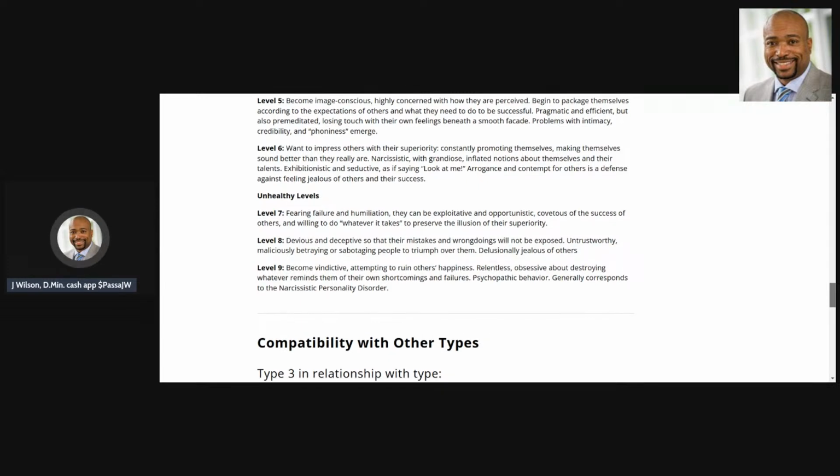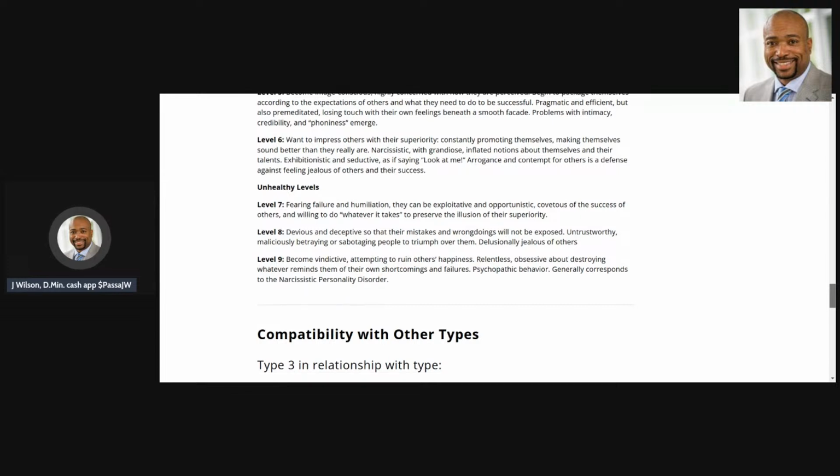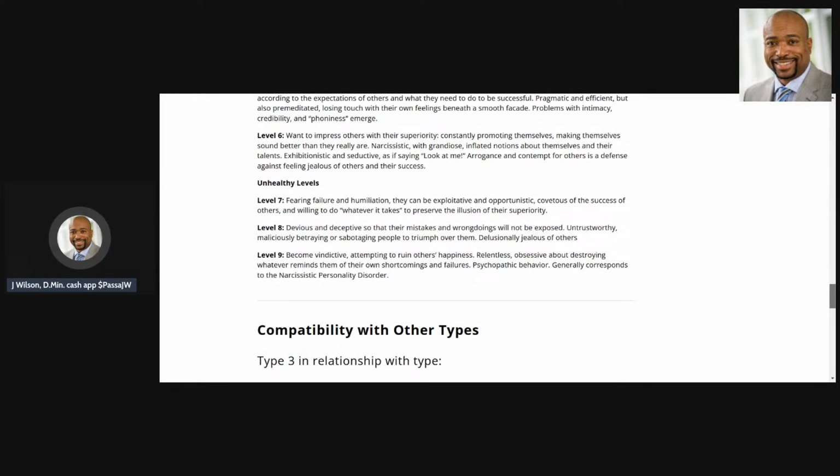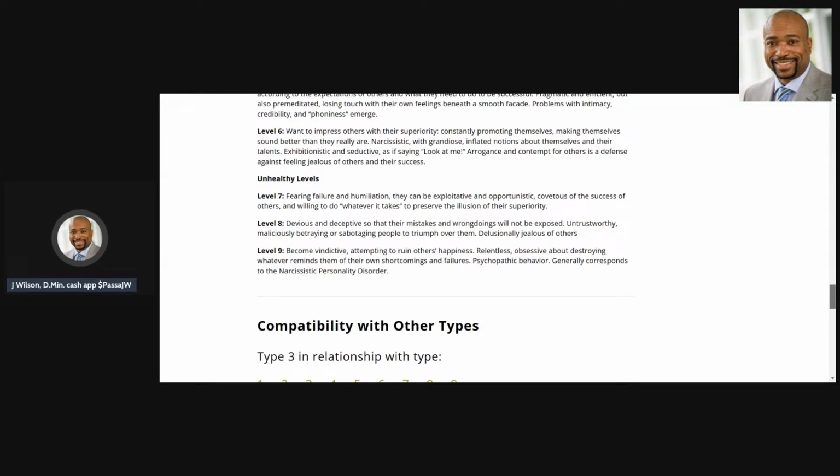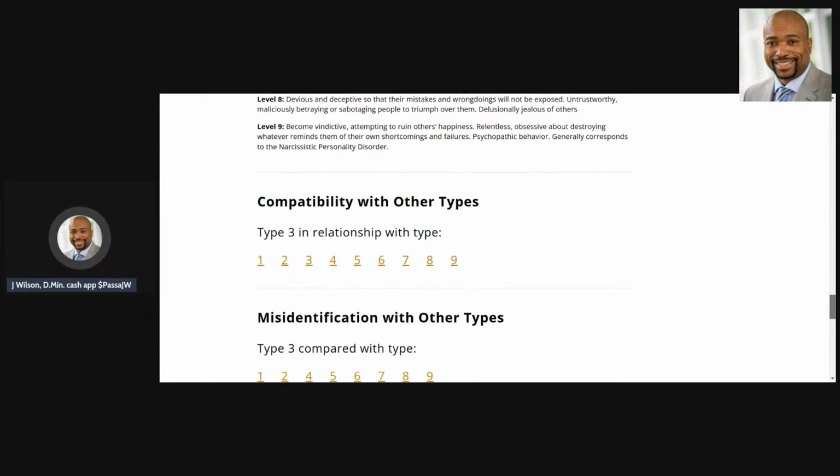Unhealthy levels. Fearing failure and humiliation, they can be exploitive and opportunistic. They like to covet the success of others. They're willing to do whatever it takes to preserve the illusion of their superiority. They're devious and deceptive so that their mistakes and wrongdoings will not be exposed. Becoming vindictive, attempting to ruin others' happiness. Relentless, obsessive about destroying whatever reminds them of their own shortcomings and failures. So this is the low part.